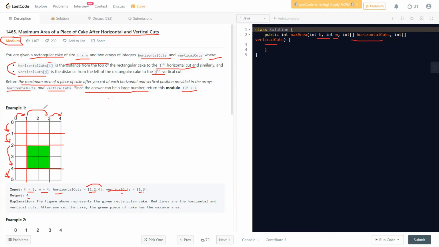So what will be the area? Somewhere they will intersect, right? Those units of the vertical cuts will intersect with the units of the horizontal cuts. So the idea is simple: figure out where we are getting the maximum difference, and simply find the product of the maximum of the horizontal cuts and the maximum of the vertical cuts, and then return the product. Isn't that what we are looking for? Right, so that's what we have over here.